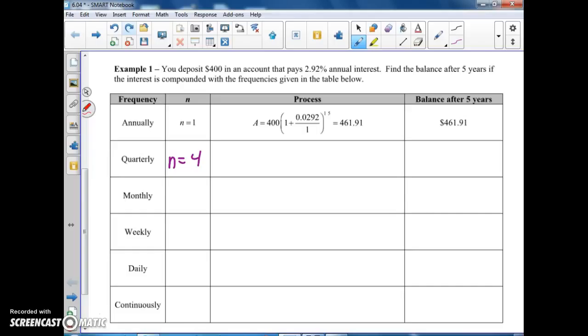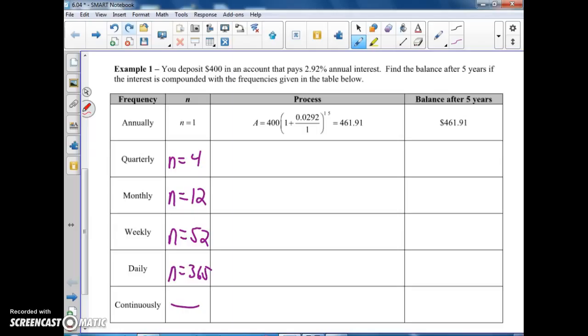12. There are 12 months in a year. Okay, weekly would be what? 52. There are 52 weeks in a year. Okay, daily would be what? 365. There are 365 days in a year, right? And then continuously, it's nothing, because remember, we don't use N in the continuous interest problem, P-E-R-T. Okay, so let's do the first one now, quarterly, right?